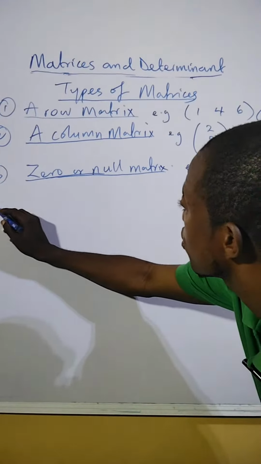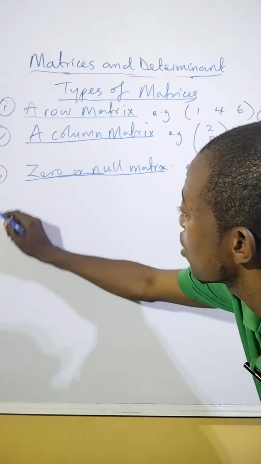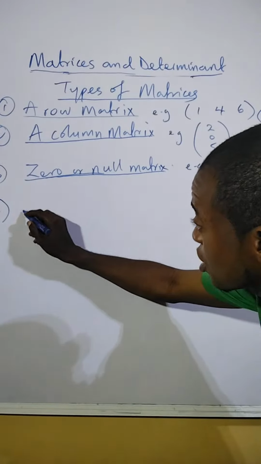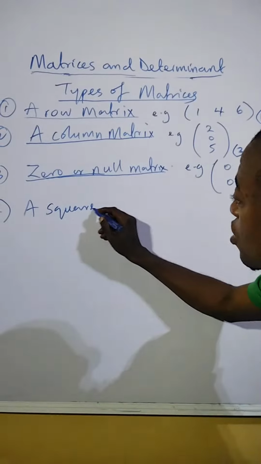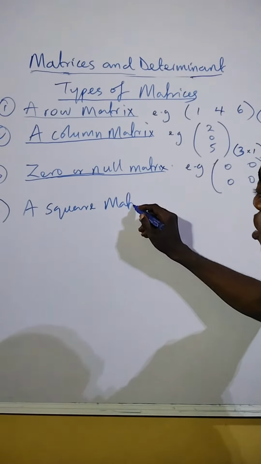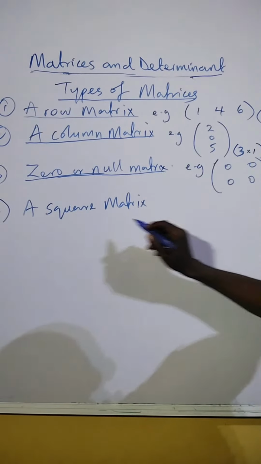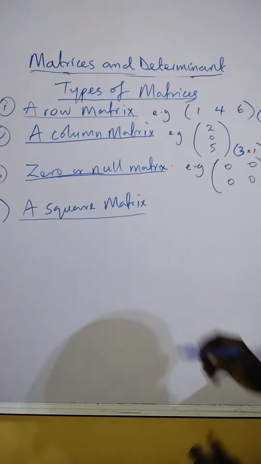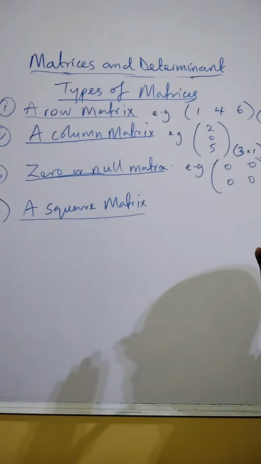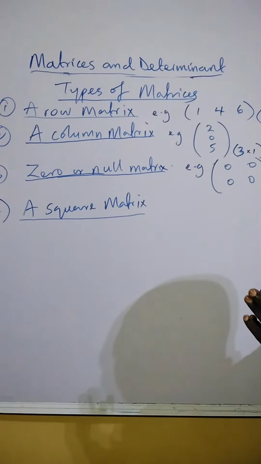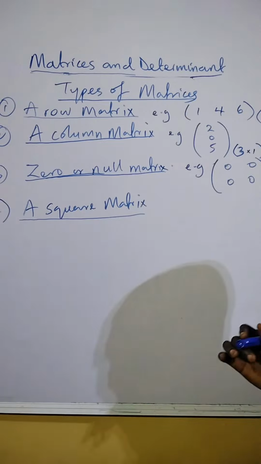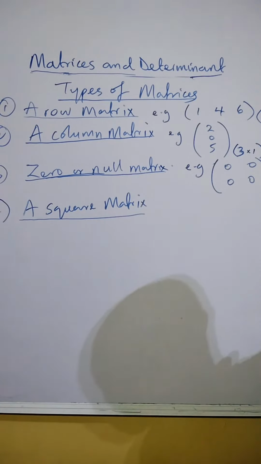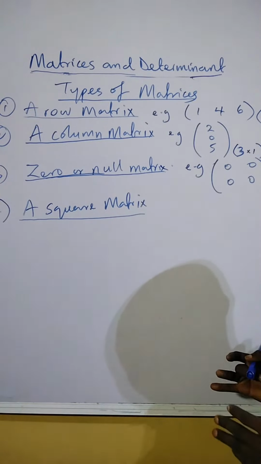And number 4, we have what is called a square matrix. A square matrix. Then this kind of matrix, according to the name, is square. It has the same number of rows and columns. It has an equal number of rows and columns. So if it has 2 rows, it also has 2 columns. So a square matrix has an equal number of rows and columns.